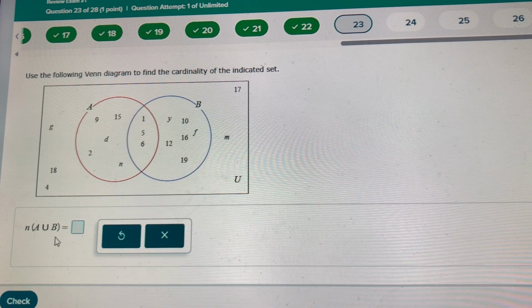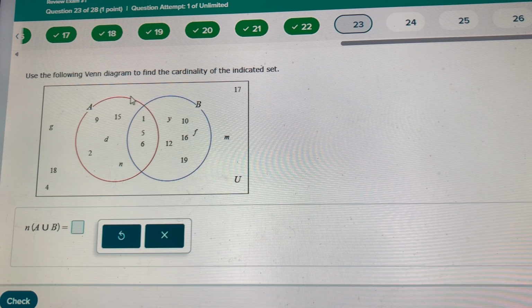A union B. Remember in Venn diagrams that A intersection B is this kind of little in-between football wedge. But A union B is literally when you go all the way around both circles at the same time. All the way the outsides of both of them, that's A union B. And how many elements are in there?